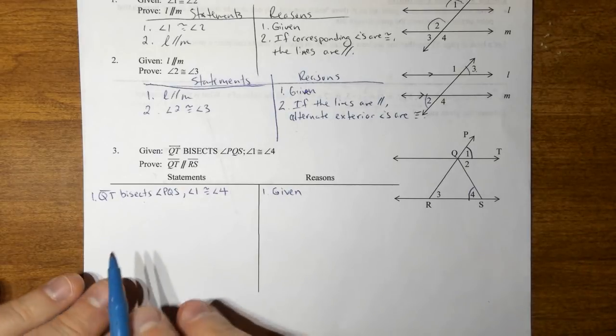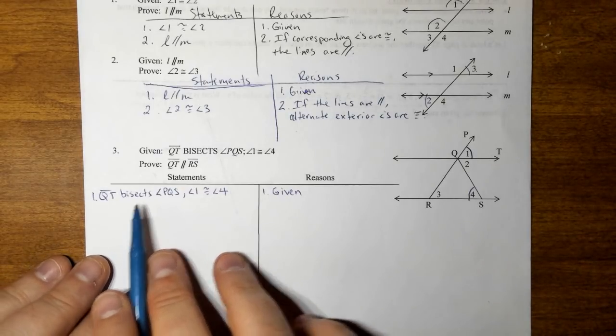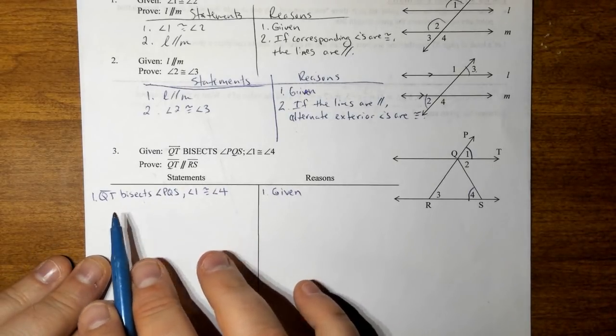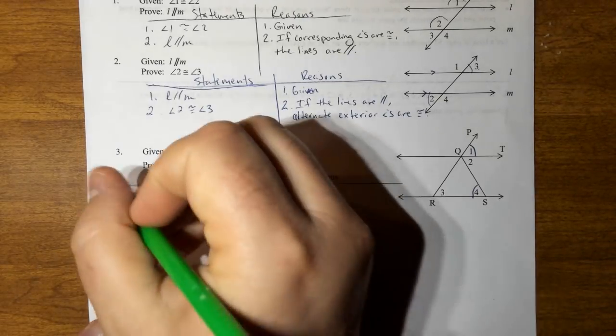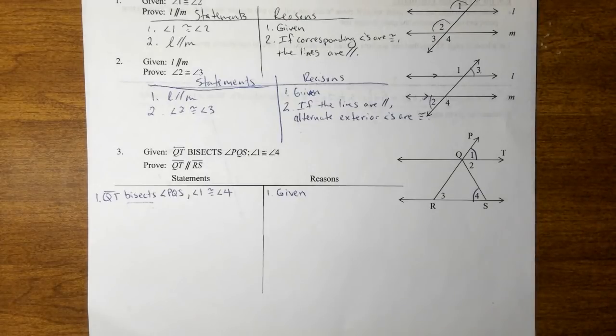Now I want to go back over here and look for key words in the given. My key vocab word is bisect. So remember, what does bisect mean? Bisect means we're going to cut into two equal parts. And then what are we cutting?